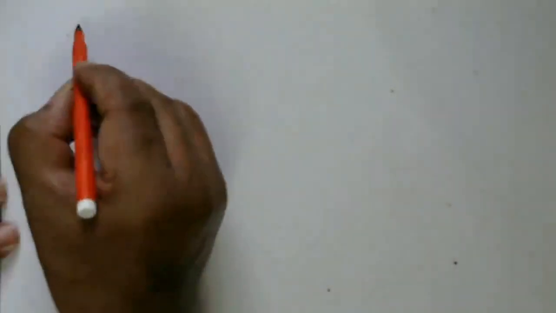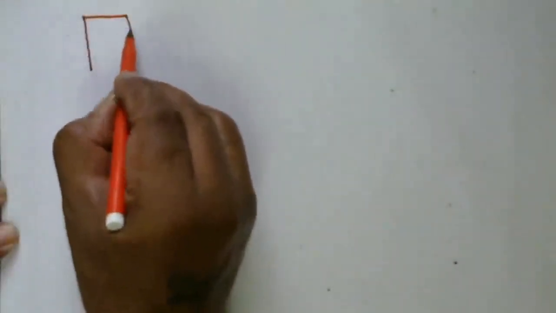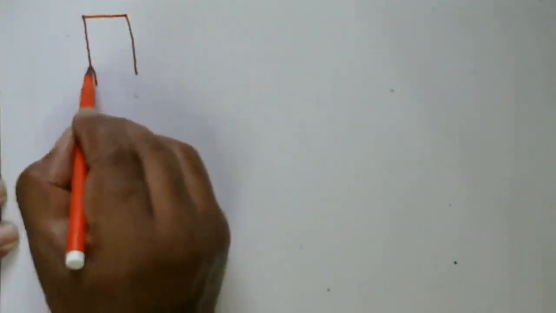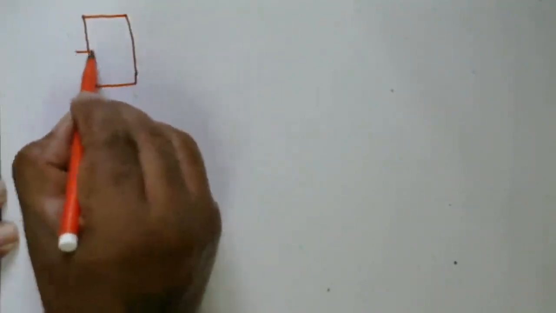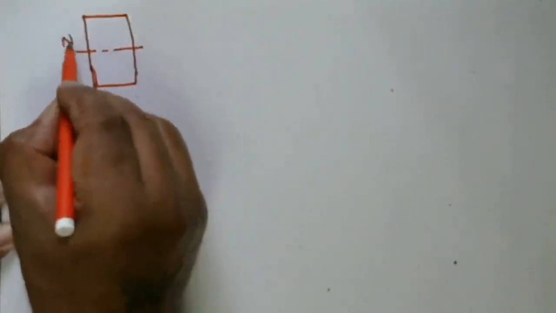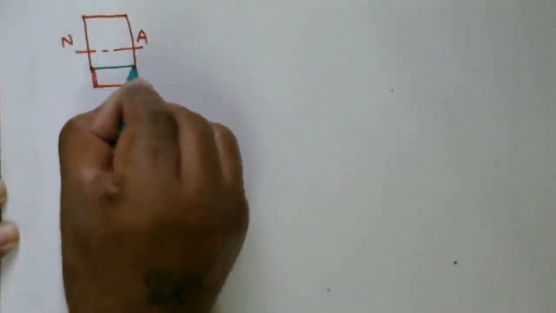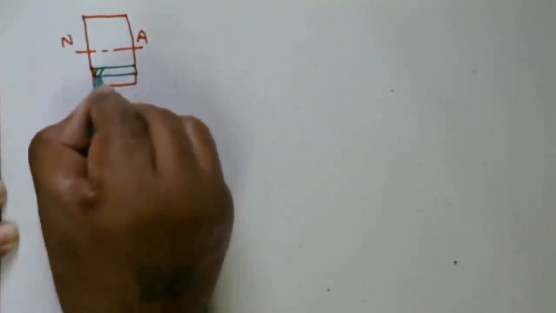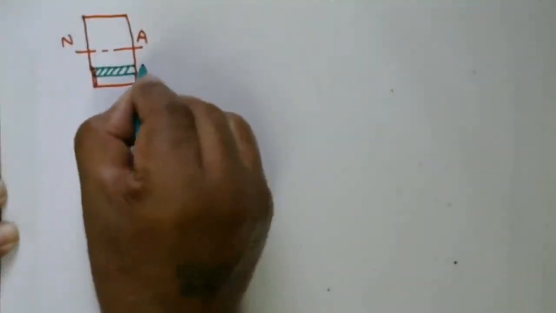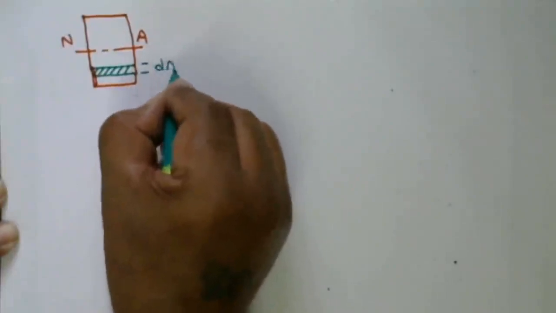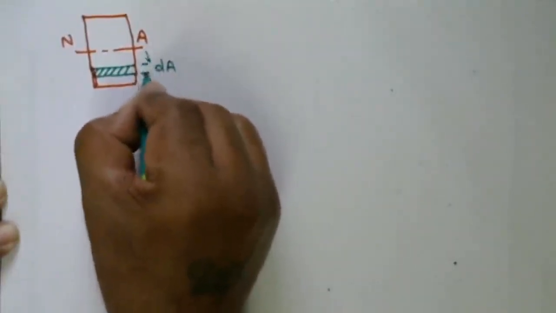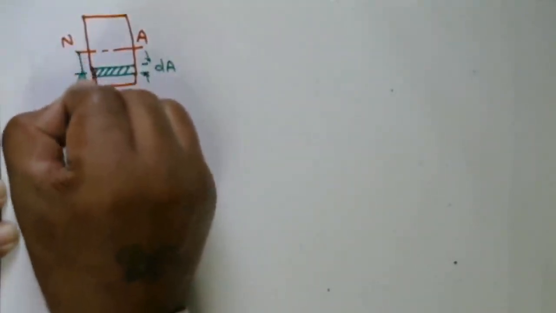For that second part, we consider the cross section of the beam is rectangular. In that case, this is the neutral axis, and we consider that small elementary area, that is dA, which having the distance from neutral axis y.